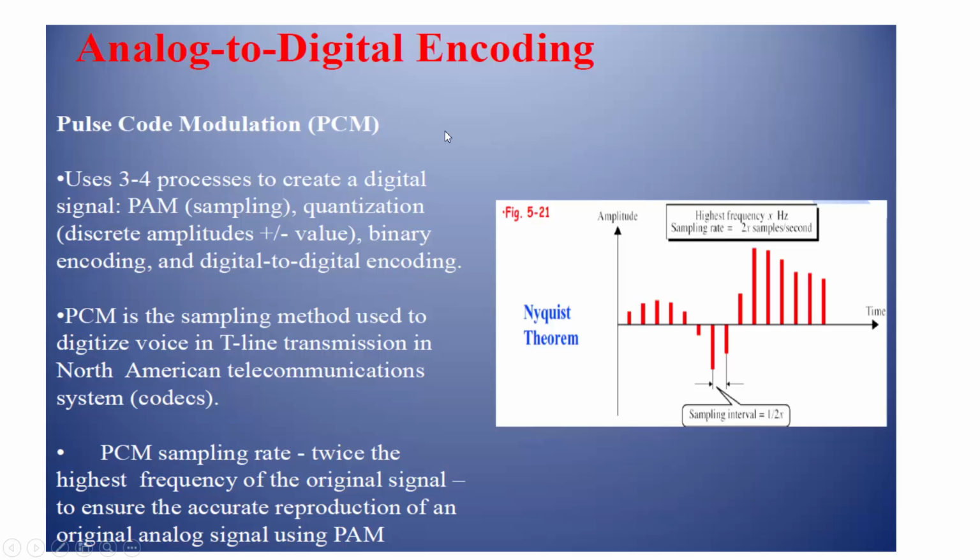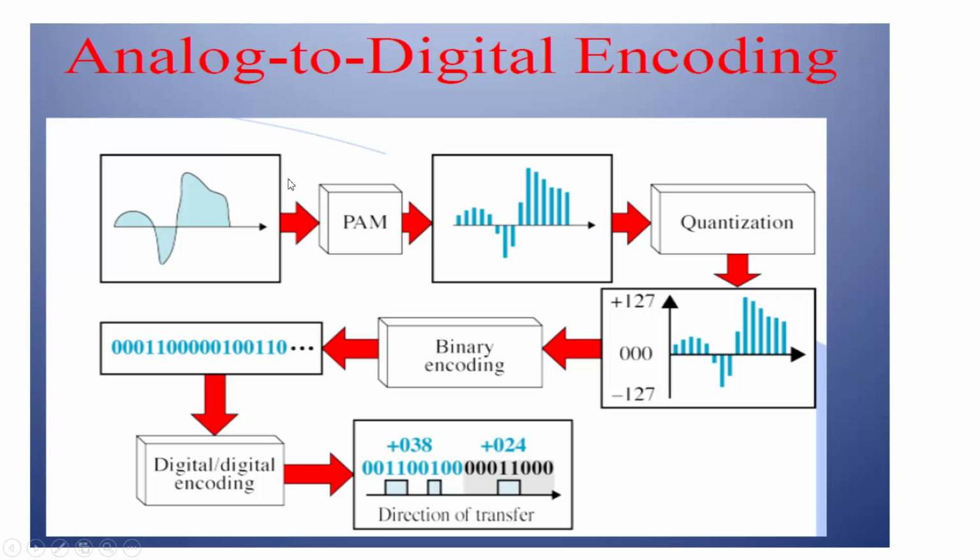Among analog to digital encoding schemes, pulse code modulation is one example. How do we do the analog to digital encoding? We take the analog signal and apply PAM, pulse amplitude modulation. Then we do the quantization, so the signal waveform has quantized amplitudes, and then we encode every quantized amplitude with binary information, and that can be transmitted through the channel.